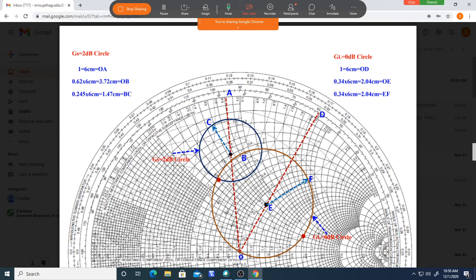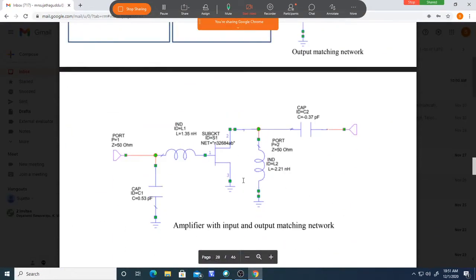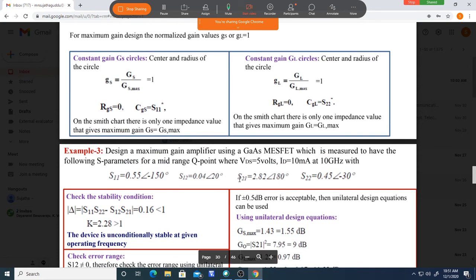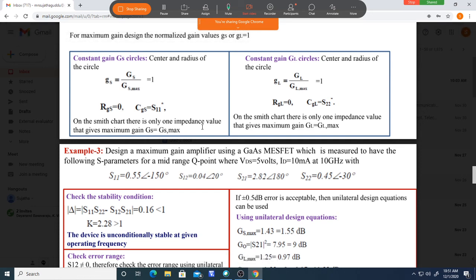But in the maximum gain design, there is only one value. ZS is only one value. There are no many values, only one value that gives the maximum gain on the Smith chart, and that must again be in the stable region. So on the Smith chart there is only one impedance value that gives the maximum gain.